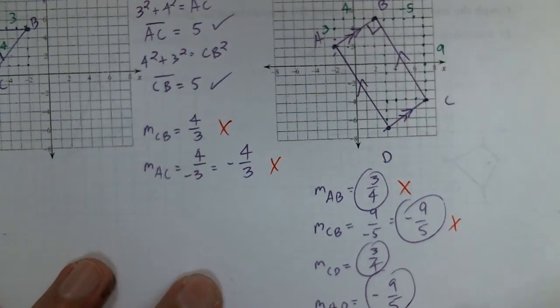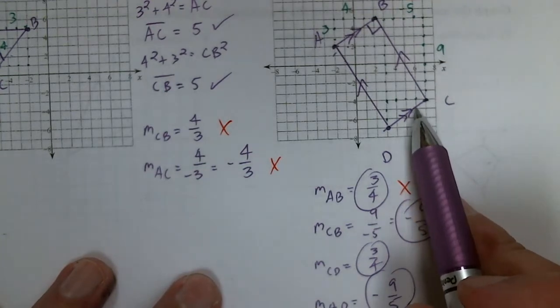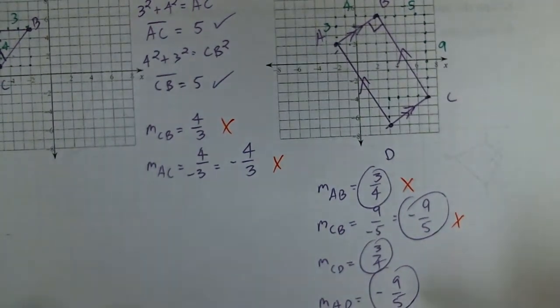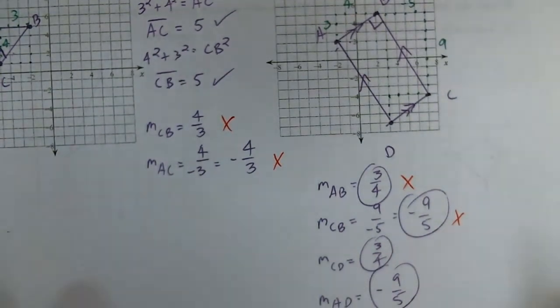All right, so what would we call this figure? It's a parallelogram, but it's not a rectangle because we don't have a 90-degree angle. Okay, so hint, hint. All right, let's move along.